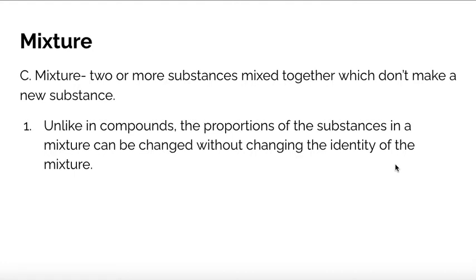Basically, the mixture is the different ingredients that might be put into something that don't necessarily go together, or they can be separated in a way. In the examples here, air and blood, you've got different substances coming together to form a new substance. But you can also separate those things into their original pure substances.